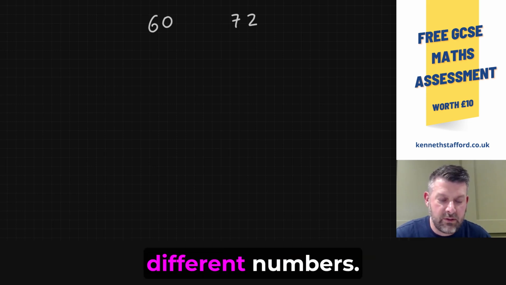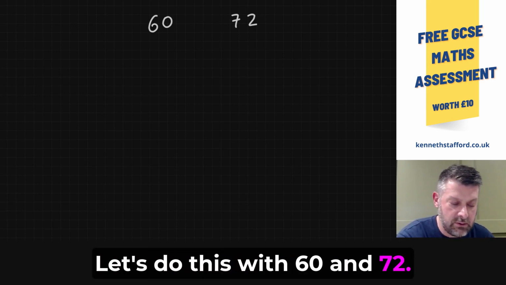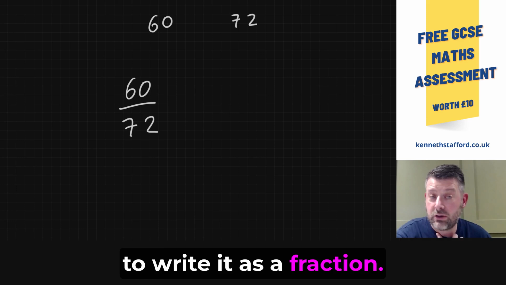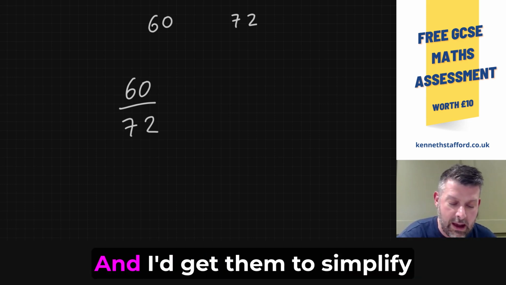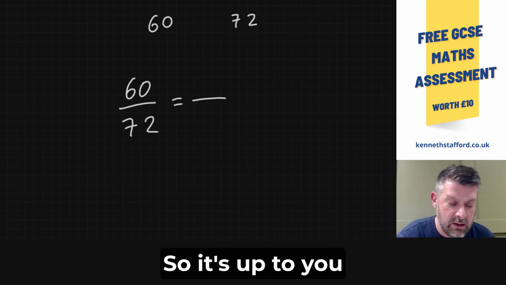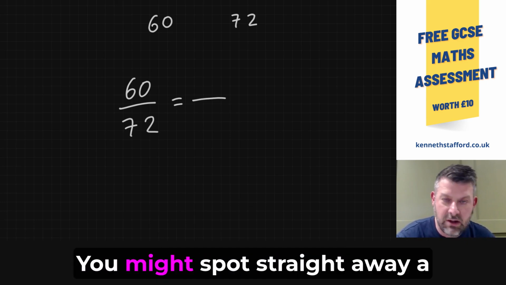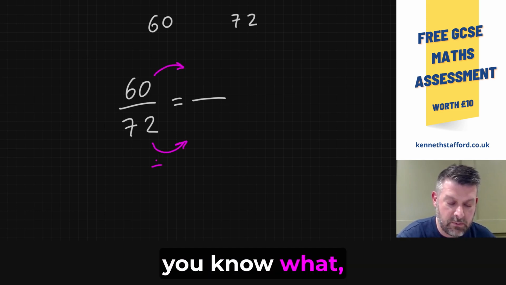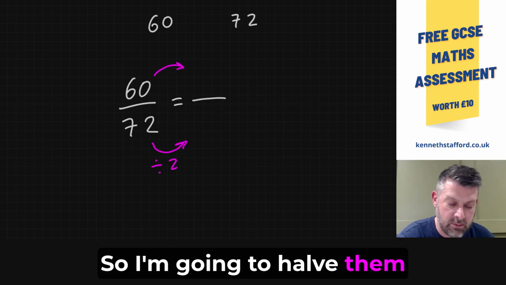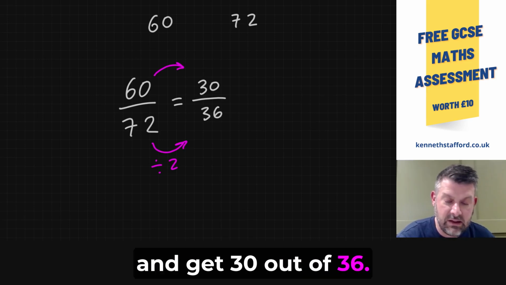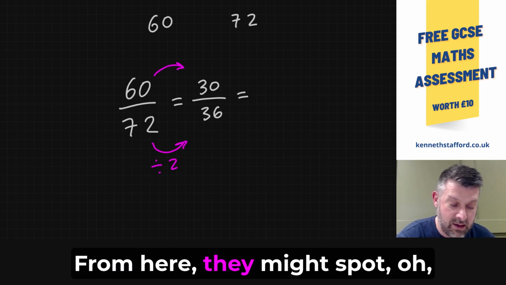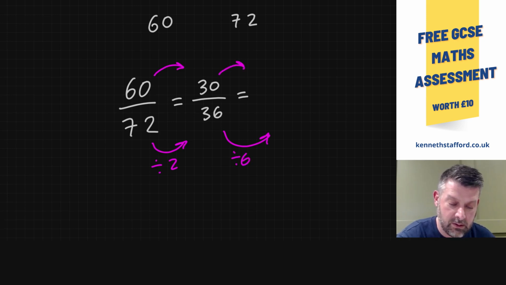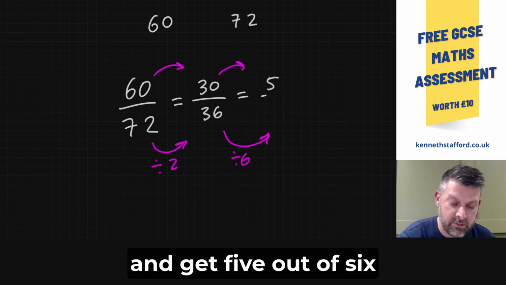Okay, let's do this with two different numbers. Let's do this with 60 and 72. So I would encourage my students to write it as a fraction, so 60 out of 72, and I'd get them to simplify the fraction. So it's up to you how you do this. You might spot straight away a really big number that goes into both, or you might just think, you know what, they're both even, so I'm going to halve them and get 30 out of 36. From here, they might spot, I can divide them both by 6 and get 5 out of 6.